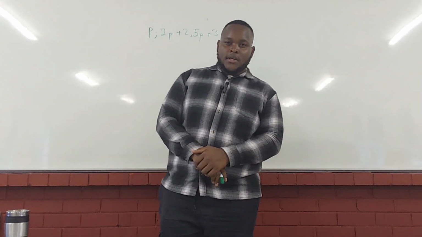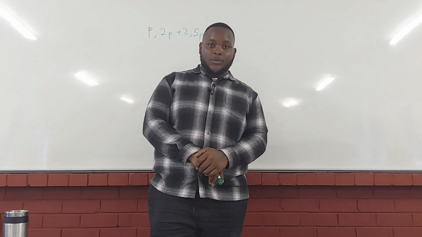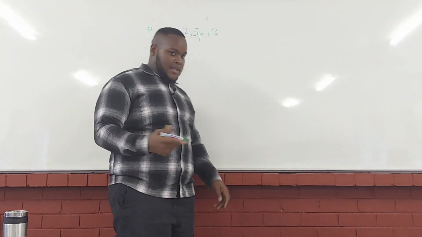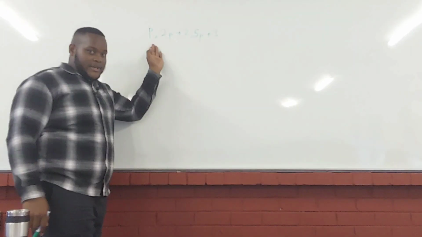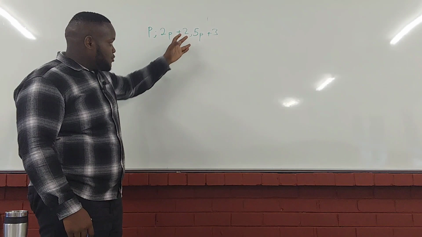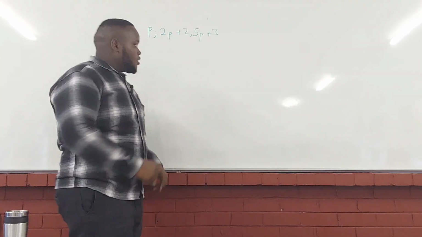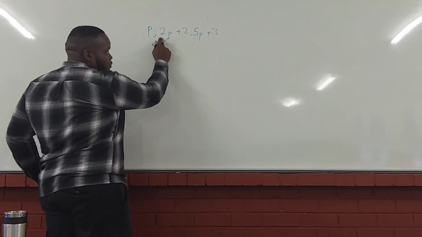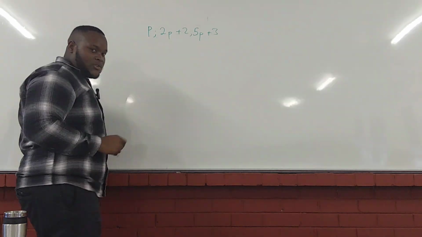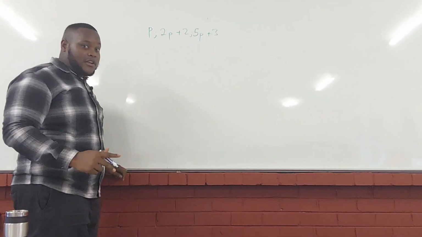My name is Mr. Nkuna, and today we're going to be doing a complicated arithmetic sequence whereby we are not given the sequence, but rather we are given a sequence in terms of p. So let us say we have an arithmetic sequence here. We have the first term as p, the second term as 2p plus 2, the third term is 5p plus 3. So 2p plus 2 means 2 multiplied by the value of p, plus 2. So let us say this is our arithmetic sequence. The first question says, determine the value of p.